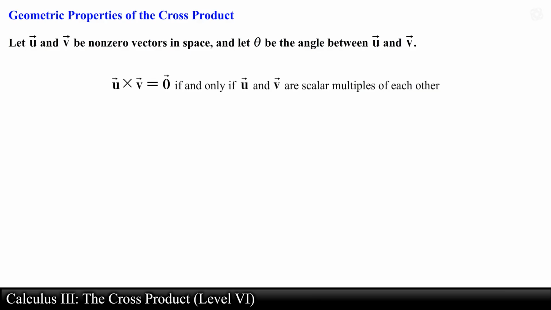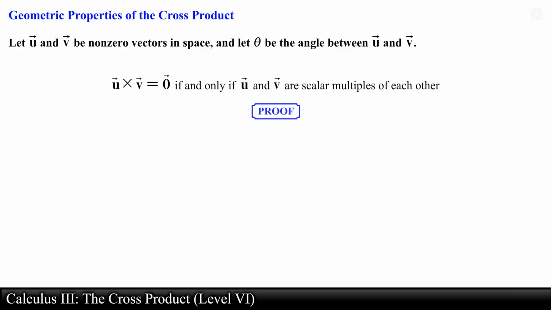The third geometric property is that vector u crossed with vector v is equal to the 0 vector if and only if vector u and vector v are scalar multiples of each other. In other words, two non-zero vectors u and v are parallel if and only if vector u crossed with vector v is equal to the 0 vector.